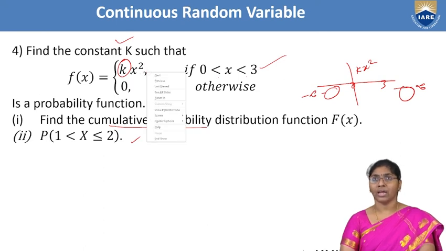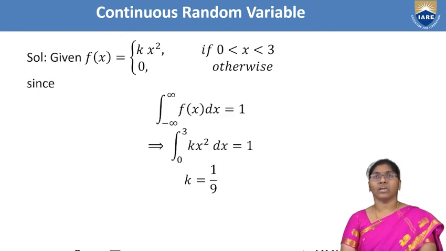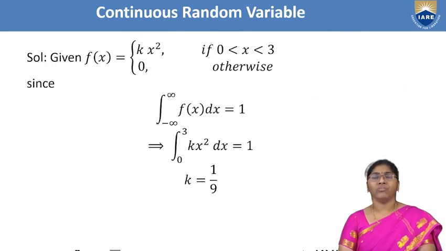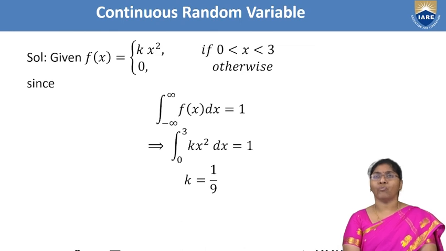Okay. Next one. The given function f of x: f of x equal to k into x square if 0 less than x less than 3, 0 otherwise. The given data. What is the cumulative probability distribution? That is integral minus infinity to infinity f of x dx equal to 1. Here f of x is nothing but k into x square.